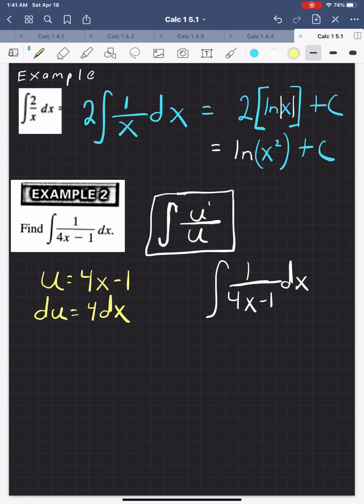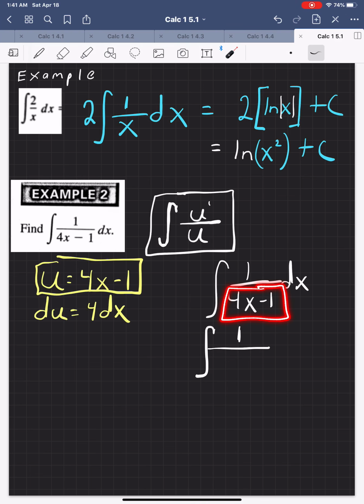Okay. Now, let's see what we need here. So let's start with the fact that you have defined u to be 4x minus 1, and let's put that into practice here. So I'm going to substitute a u. I have a 4x minus 1 here, so I can substitute a u into that denominator. But that doesn't quite help me because I still have a dx to deal with. So I can't integrate that guy yet.